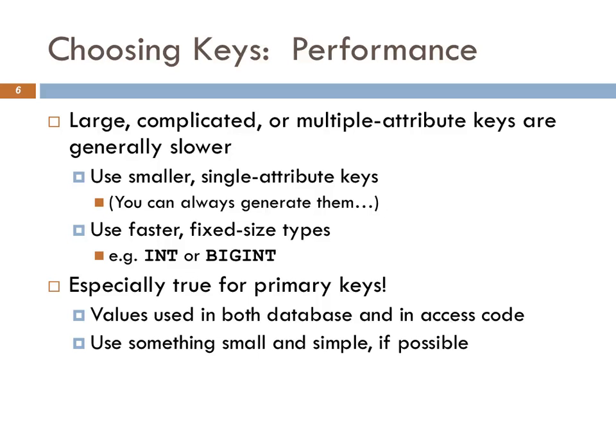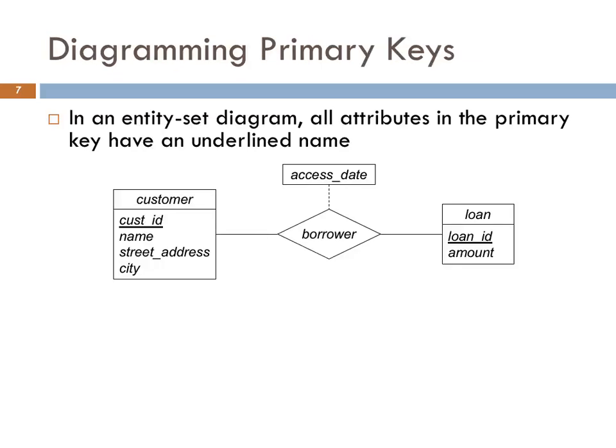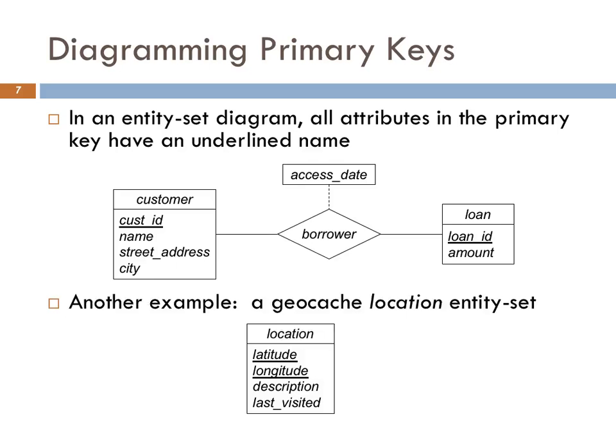Okay. So there's another aspect of keys. The way that we diagram keys is basically identical to the way we do it in the relational model. We just underline the attribute names. Okay? So you can see customer has cust ID because we don't want to suck and have customer name as the key, and loan ID, obviously. You'll notice that we're missing branch name here. Took it out. Okay, here's another example if you want to see a multi-column key.